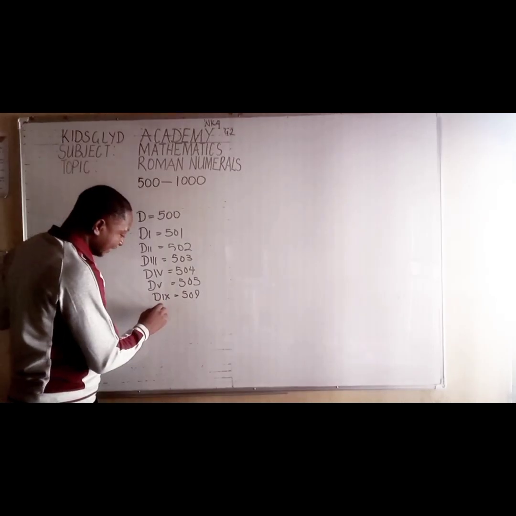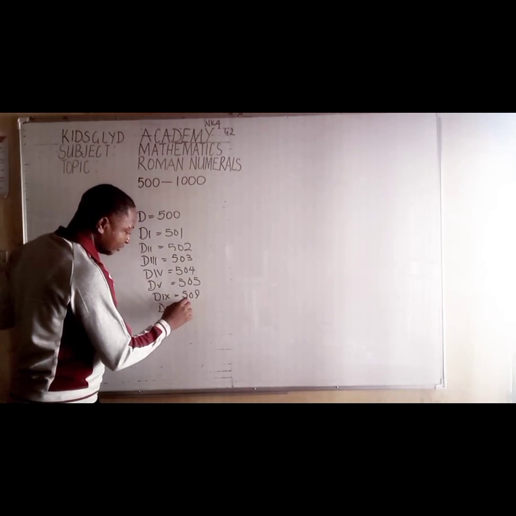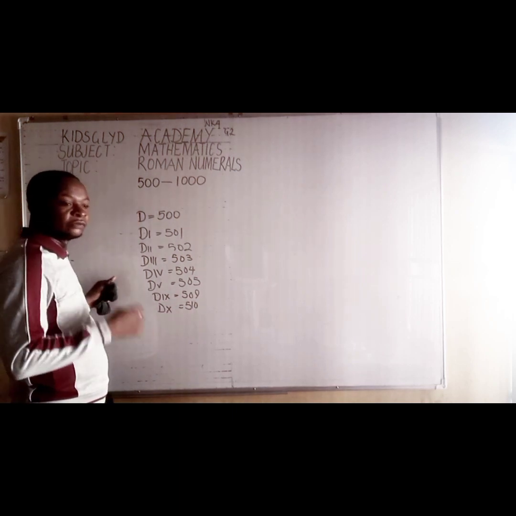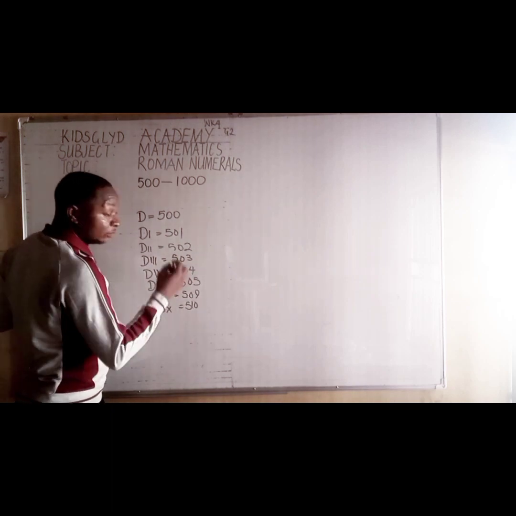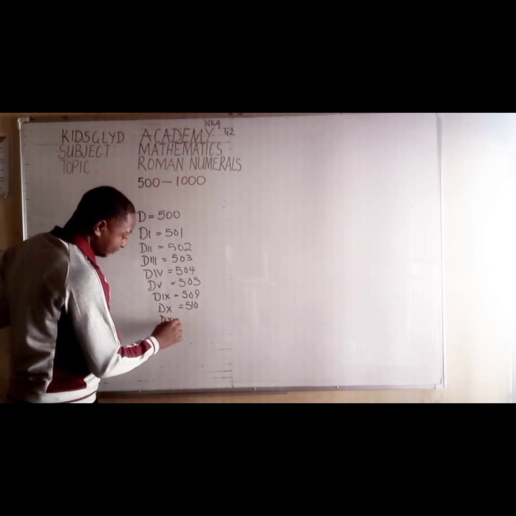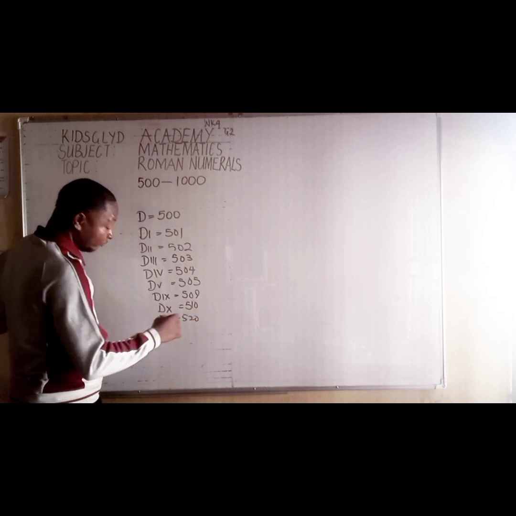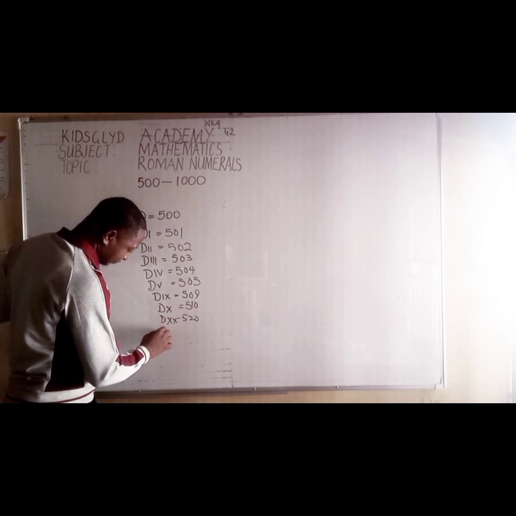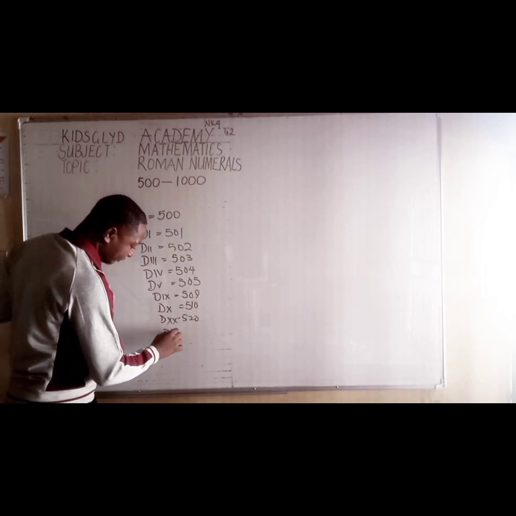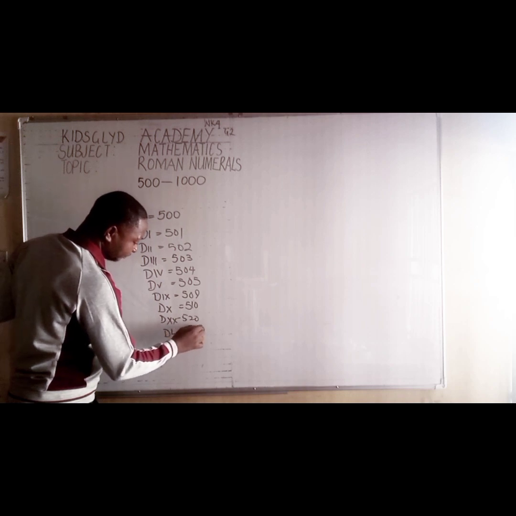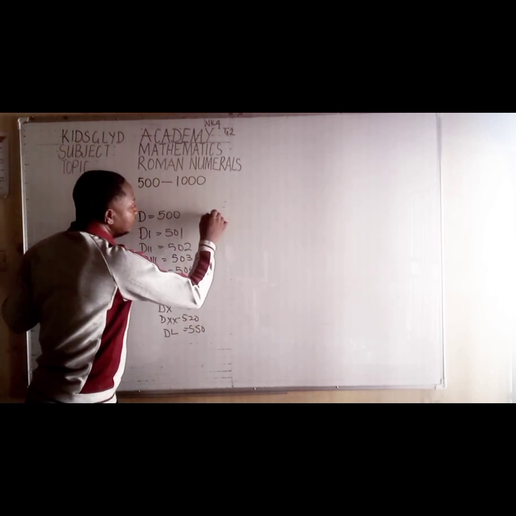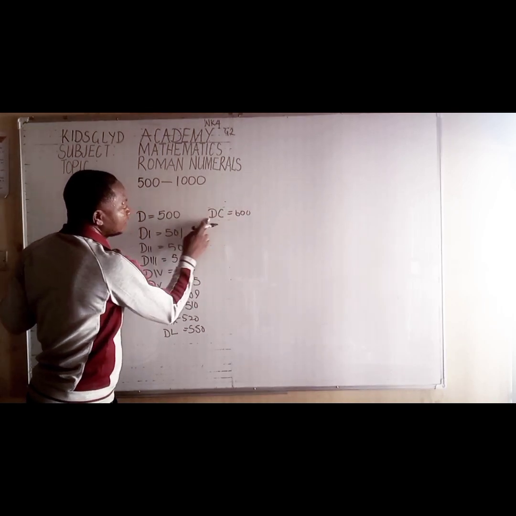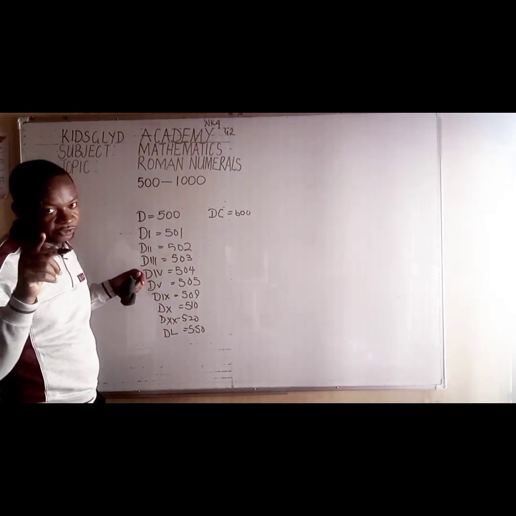If we want to write 510, we'll write DX. That means 500 plus 10, which will give us 510. We continue. If we want to write 520, DXX, 520. 550, we all know that 50 is L. This is 550. Now, if we want to write 600, this is D and this is C, which will give us 600. That means 500 plus 100 gives us 600.